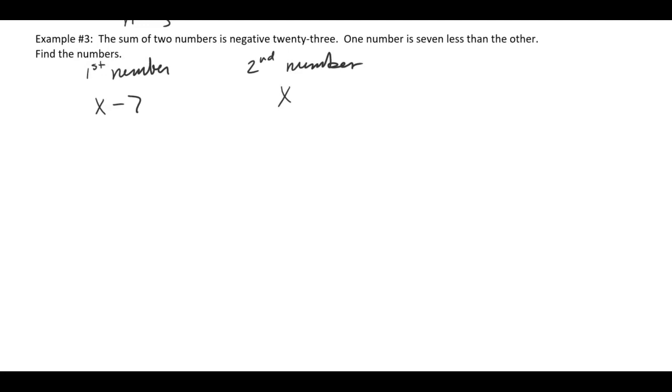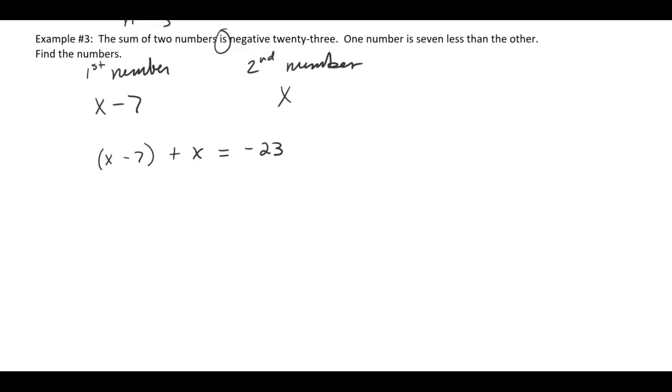Now, you could switch it. You could have made the first number x and the second number x minus 7. But one of the 2 numbers is 7 less than the other number. Okay. Now, back to the first sentence. The sum of the 2 numbers. So if I take the first number plus the second number, is, there's the is, equals negative 23. Now, they actually spelled out negative 23, so I have to change that to the symbols.